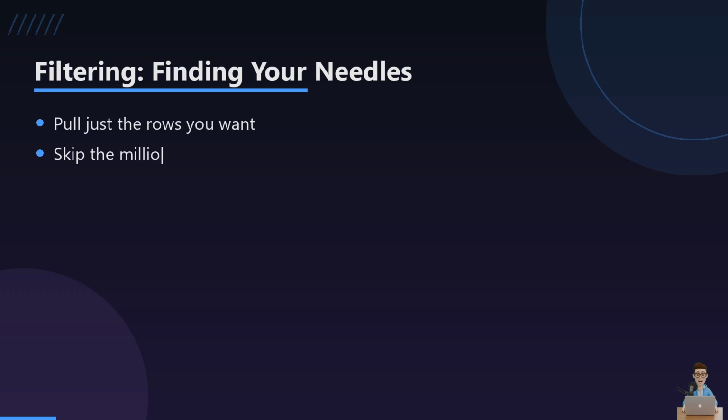Hey, it's Kai. Imagine a warehouse with a million boxes and you only want the red ones from last March. Filtering is how you tell the database to hand you exactly those boxes and ignore the rest. Today we learn the operators that describe what you want: AND, OR, NOT, IN, BETWEEN, and LIKE. In short, filtering means asking for less so you get answers faster.